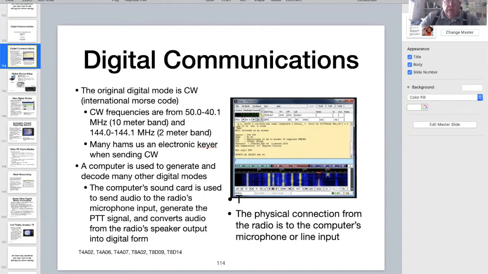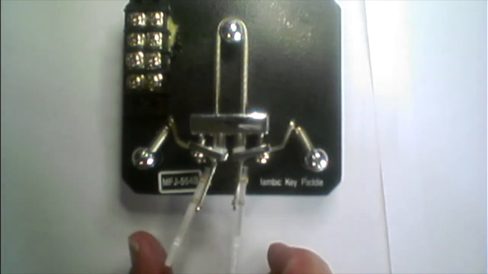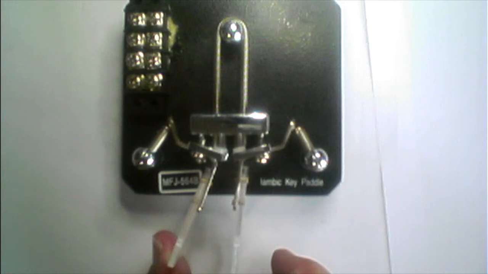Most of my operations, however, is with a paddle, an electronic keyer. This is my paddle. It's a two-lever paddle. There are also single-lever paddles. With my paddle, pushing the left paddle to the right with the thumb sends dots for as long as I hold the paddle to the right.